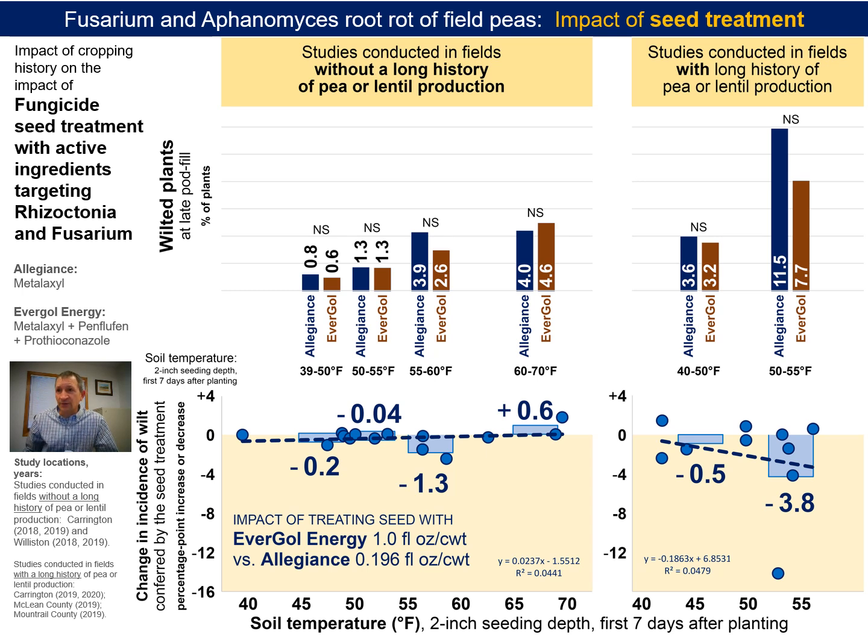So what are we looking at when you're looking at Evergol Energy versus Allegiance? Well, both of these products contain metalaxyl. So both of these products have activity against Pythium, but they differ because Evergol Energy also has active ingredients that have activity against Fusarium and Rhizoctonia. The penflufen is an excellent Rhizoctonia product. The prothioconazole, as we've already discussed, is a good Fusarium product.